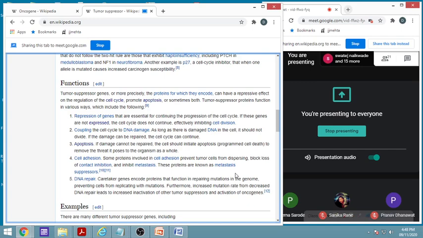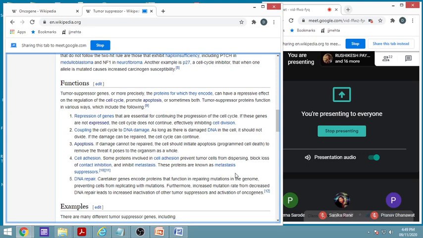The second way is arresting the cell because of DNA damage. As long as there is damaged DNA in the cell, it should not divide, and if the damage can be repaired, then the cell can continue. They will not allow division with a faulty gene. Then next is apoptosis. If the damage cannot be repaired, the cell should initiate apoptosis and remove the threat it poses to the organism as a whole.